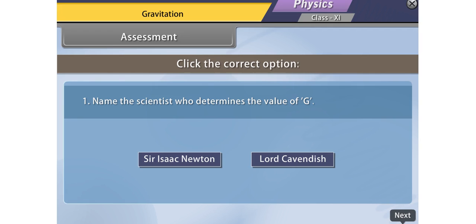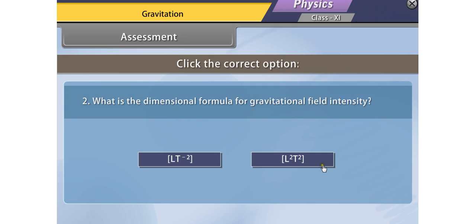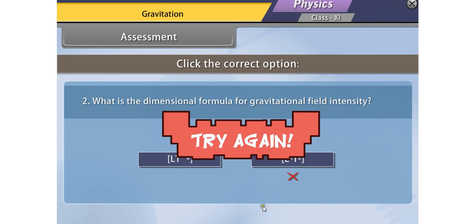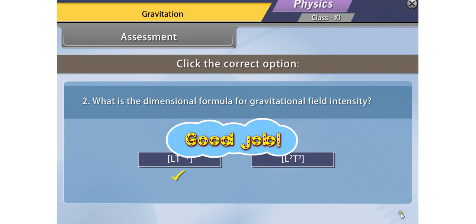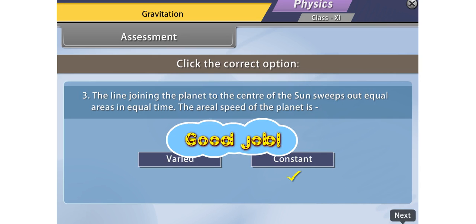Assessment. Before proceeding further, let us know how much have you learned. Click the correct option. Good job. Try again. Good job. Good job.